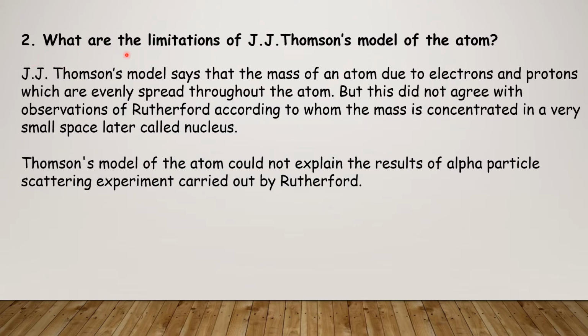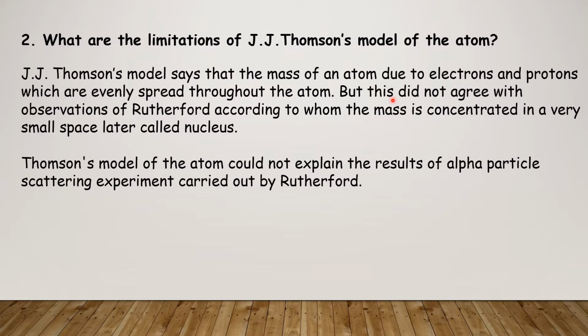Second question. What are the limitations of J.J. Thomson's model of the atom? Answer: J.J. Thomson's model says that the mass of an atom is due to electrons and protons which are evenly spread throughout the atom. But this did not agree with observations of Rutherford, according to whom the mass is concentrated in a very small space, later called the nucleus. In J.J. Thomson's model, both charges, electrons and protons, are evenly spread throughout the atom like watermelon seeds in a watermelon or raisins in a cake.